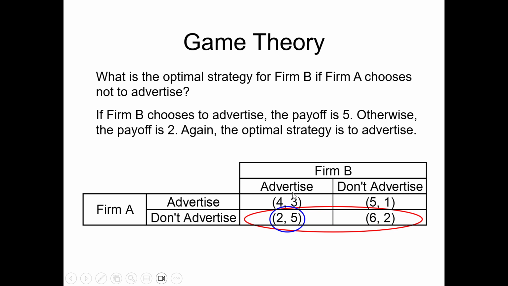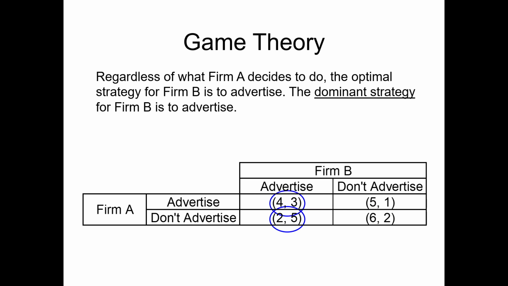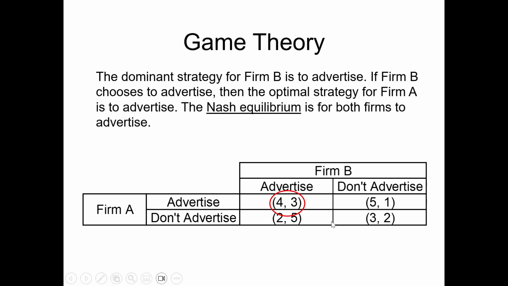So this is the comparison you can make between the firms, and you can make the optimal strategy of any firm. Regardless of what firm A decides to do, the optimal strategy of firm B is to advertise over here. So they are moving on to advertise, because comparatively between the advertise and not advertise options, they give more preference to advertise. That is why this is called the dominant strategy of firm B, to advertise.